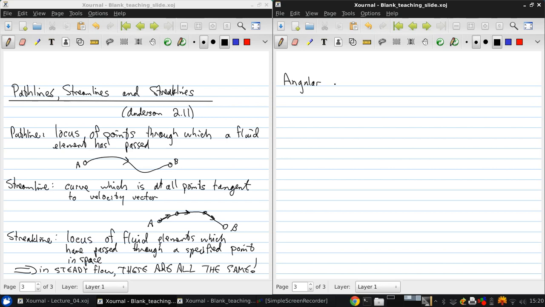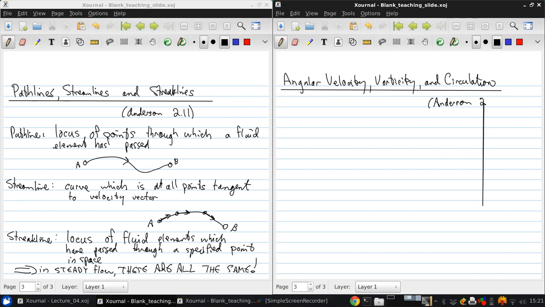Now the next idea I want to present is the idea of angular velocity in a fluid, and two complementary ideas that go along with that, vorticity and circulation. Now, as we saw, circulation is going to turn out to be critical to the calculation of lift over an airfoil. Sections 2.12 to 2.13. So, start with the vorticity, which is a very fundamental concept.